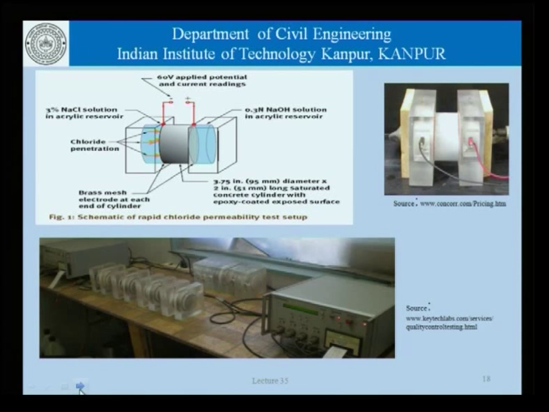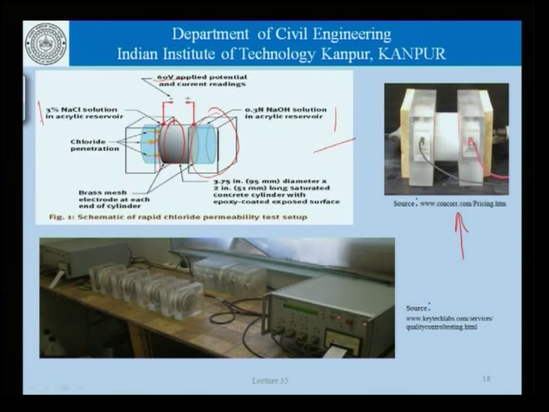These pictures here show the test method as is actually used. This here is the test setup as is used, and this is actually a schematic representation. This is the concrete disc, and we apply a voltage of 60 volts across the two faces of concrete. One face of the concrete is in contact with 0.3 N sodium hydroxide solution, and the other face is in contact with the 3% sodium chloride solution.